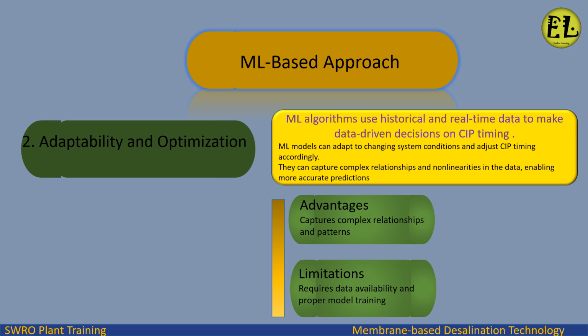Adaptability and optimization. Unlike fixed time intervals or rule-based methods, ML models can adapt to changing system conditions and adjust CIP timing accordingly. They can capture complex relationships and nonlinearities in the data, enabling more accurate predictions. ML models can continuously learn and improve as new data becomes available, leading to optimized CIP timing decisions. Limitations: requires data availability and proper model training.